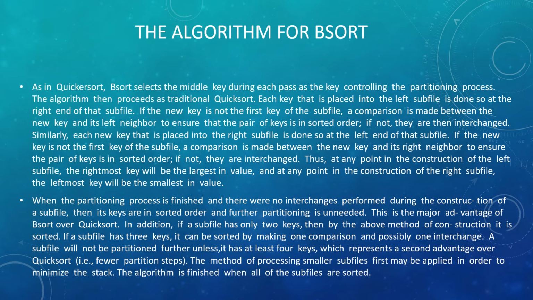When the partitioning process is finished and there were no interchanges performed during the construction of a subfile, then its keys are in sorted order and further partitioning is unneeded. In addition, if a subfile has only two keys, then by the moment of construction, it is sorted. If a subfile has three keys, it can be sorted by making one comparison and possibly one interchange. A subfile will not be partitioned further unless it has at least four keys.